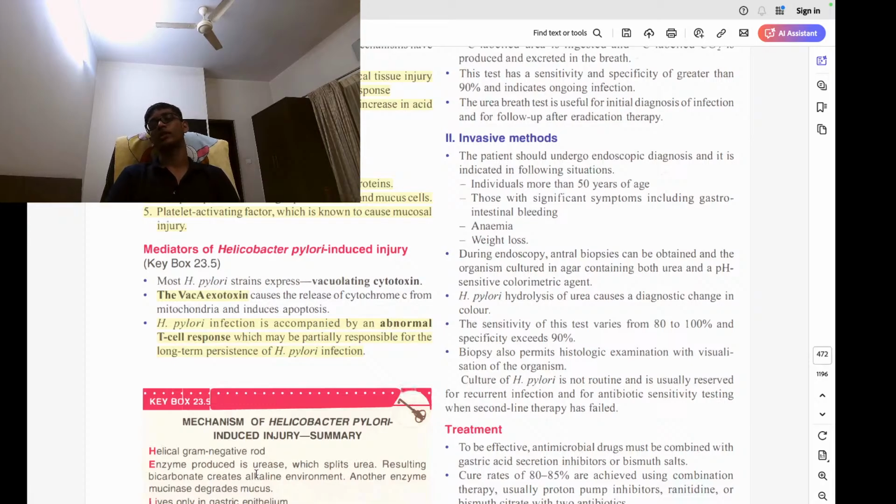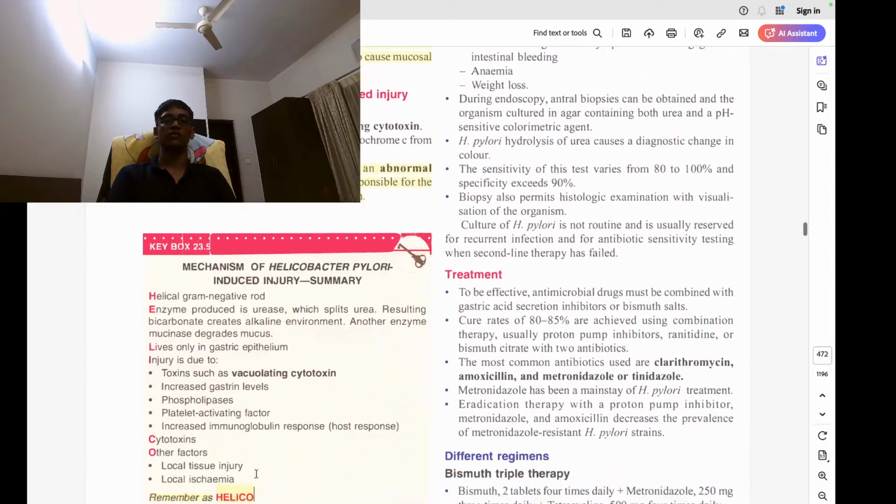During endoscopy, antral biopsies can be obtained and the organism collected in agar containing both urea and pH sensitive colorimetric agents. So H. pylori hydrolysis of urea causes a diagnostic change in the color. The sensitivity of this test varies from 80 to 100% and specificity is more than 90%. Biopsy also permits histological evaluation with visualization of the organism.